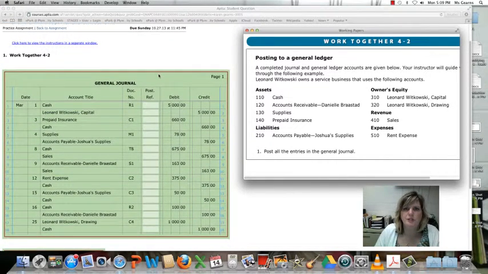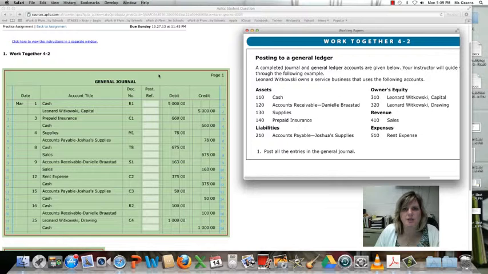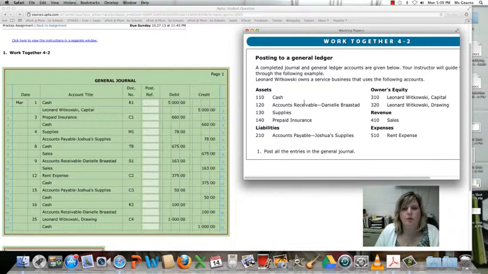In 4-2 Work Together, we're going to be posting to the general ledger. We're given a chart of accounts here, and it says a completed journal and general ledger accounts are given below. Your instructor will guide you through the following example. Leonard Witkowski owns a service business that uses the following accounts. So here are our accounts, and our directions say post all entries in the general journal.